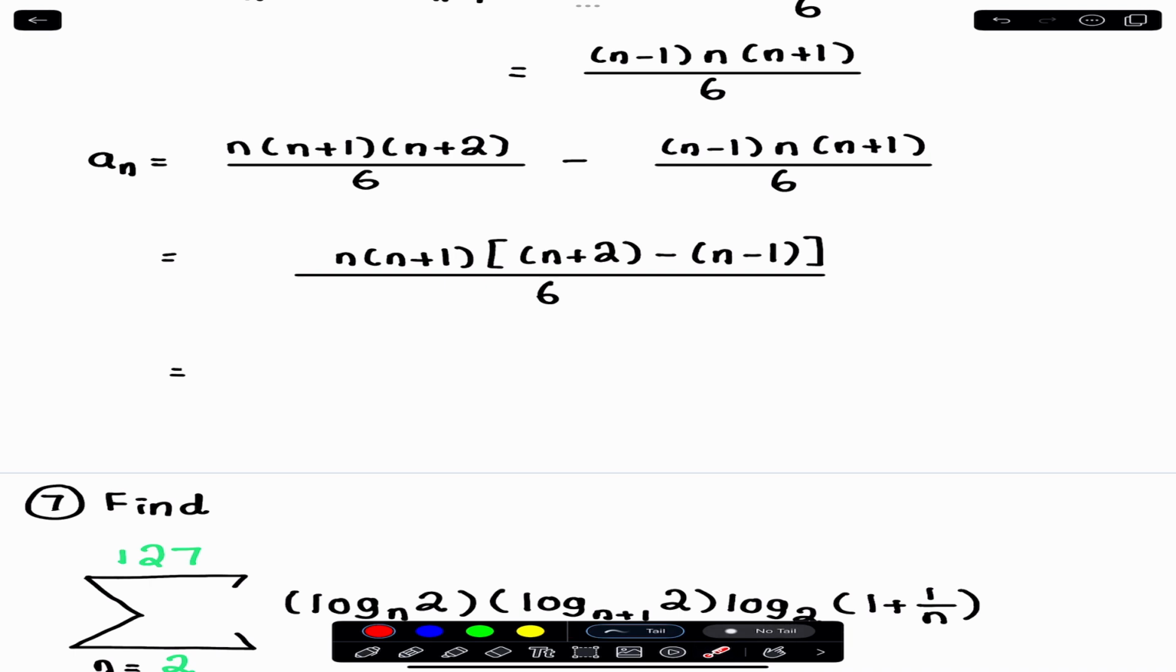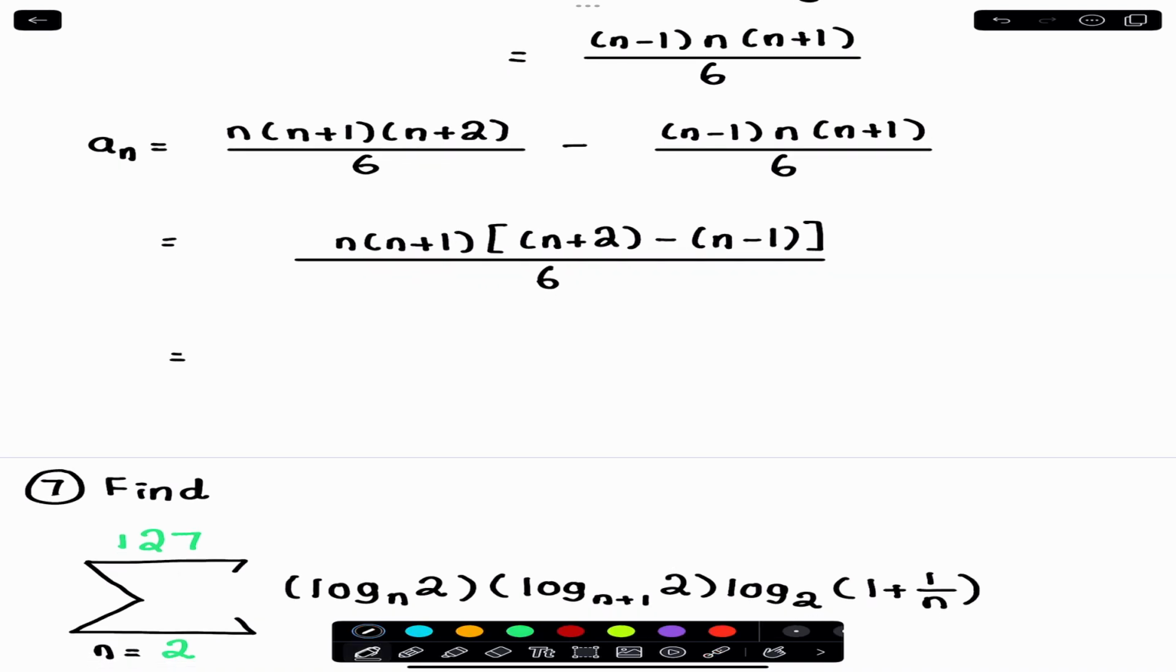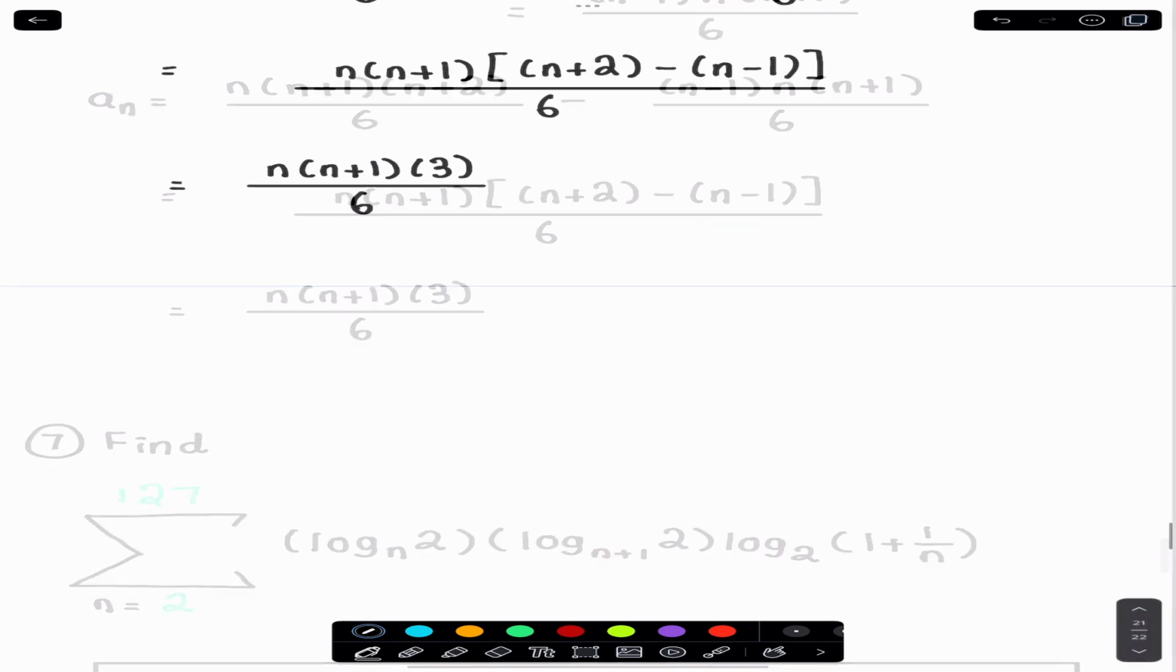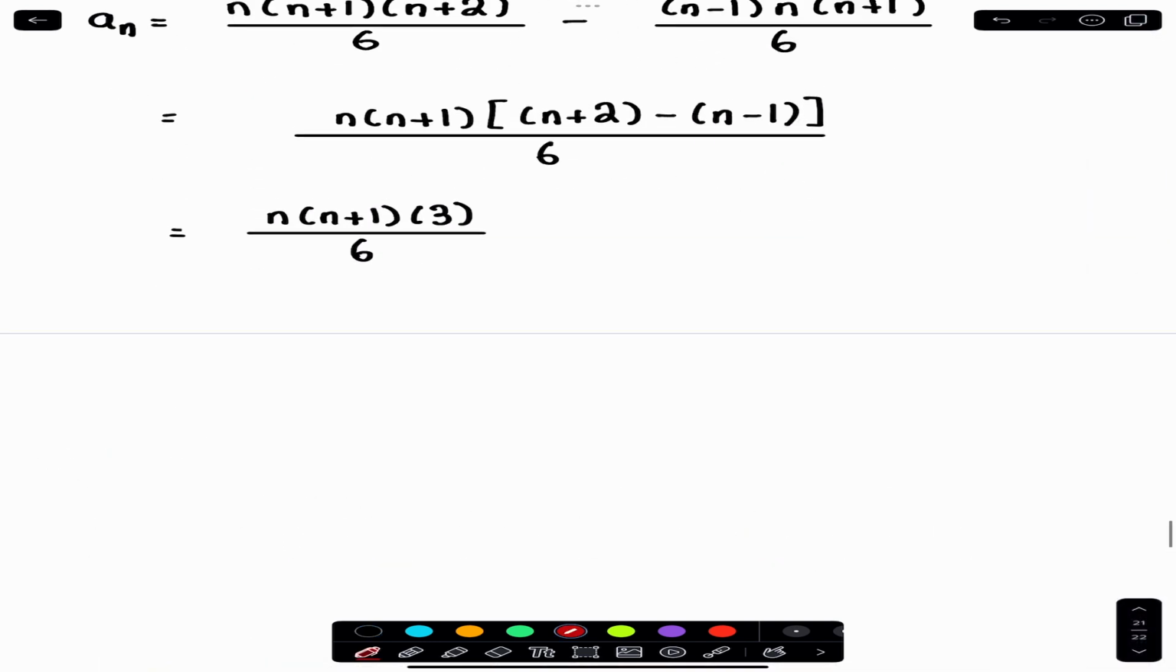Okay, so this n term would cancel with this minus n. Minus 1 becomes a plus 1, plus 2, that's plus 3. So what we really got is something like this. And the great thing about this is that this can be reduced to n times n plus 1 over 2.